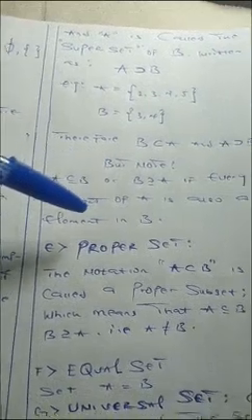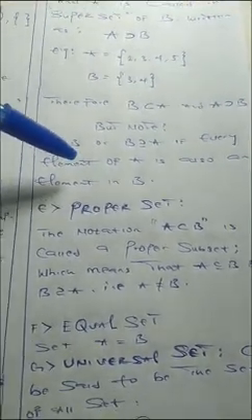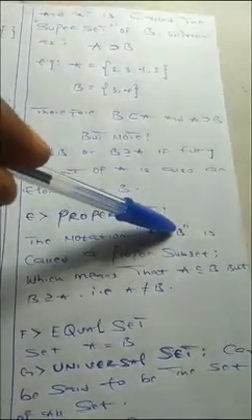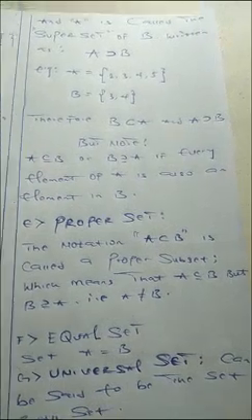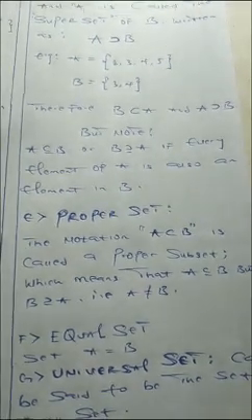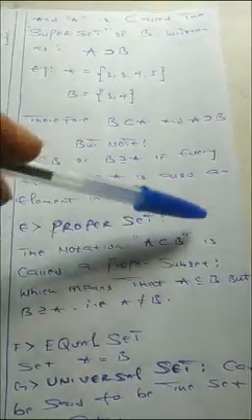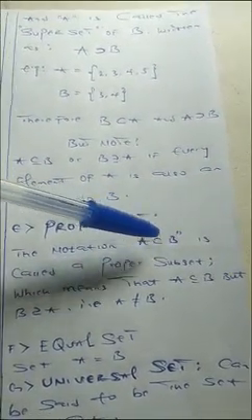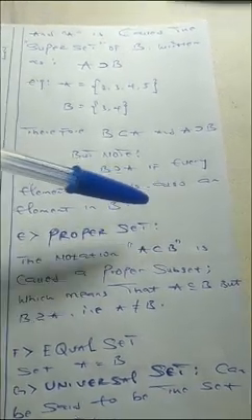Now move over to the next one, which is proper sets. We say that the notation A is a subset of B is an example of a proper set. It's called a proper subset. A proper subset is just like this, plain. There's no equality sign under. But if there's an equality sign under, it alters it.